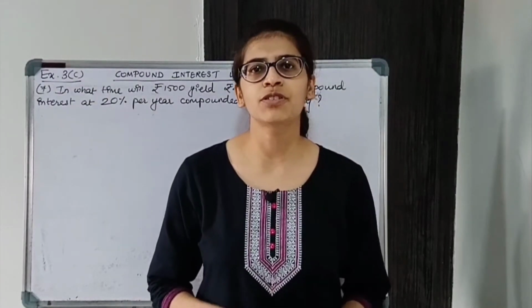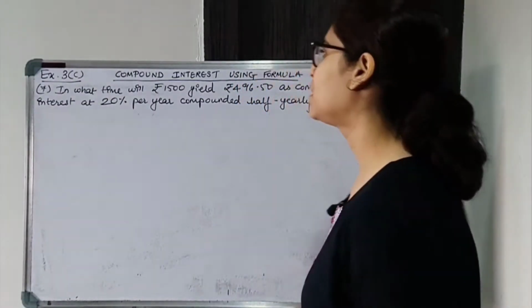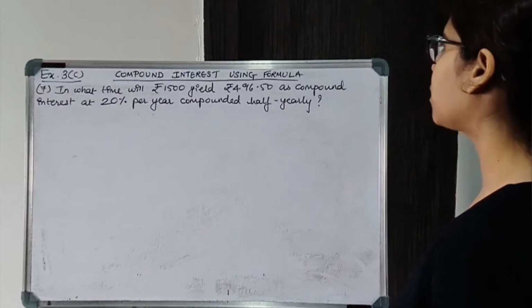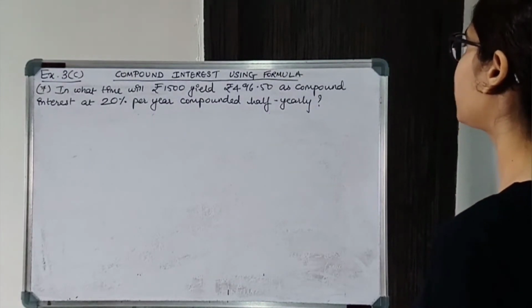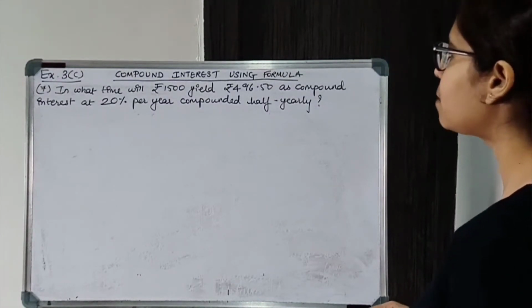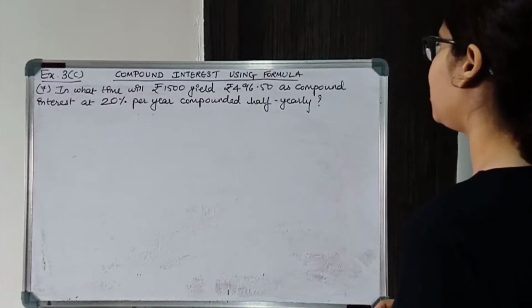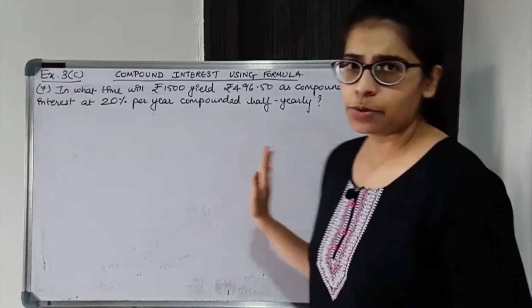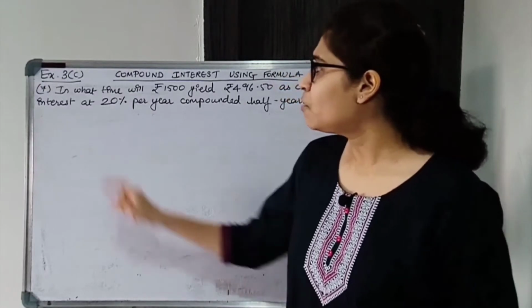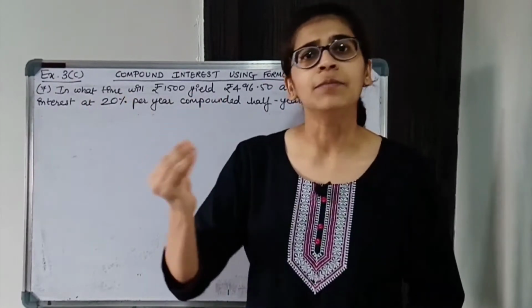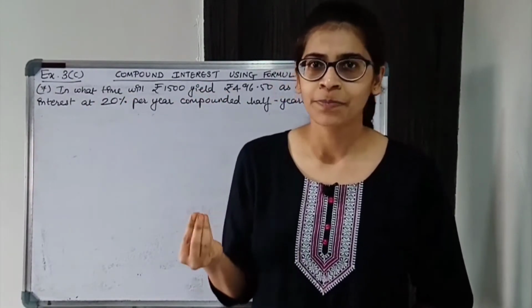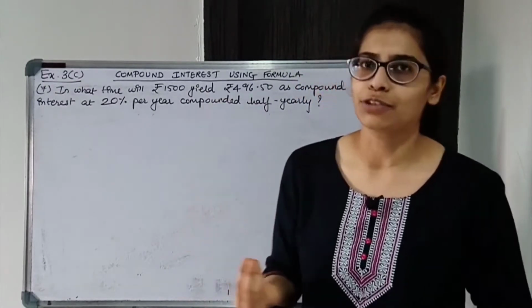Coming to next question, question number 7. In what time will rupees 1500 yield rupees 496.50 as compound interest at 20% per year, compounded half yearly? Very easy question, very easy. In what time? They have asked time. Time means number of years. Okay, so whenever they ask you time, it is number of years.